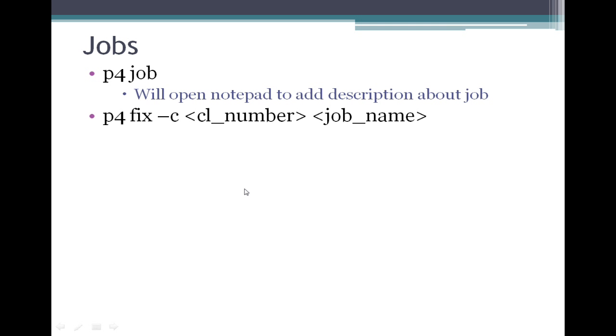Here I have mentioned the command line. p4 job is to create your job. After submitting, you get the change list number, right? So you link it. After the submission also you can link. p4 fix -c with the CL number and the job name automatically links your change list with the job name. So that is about the jobs.